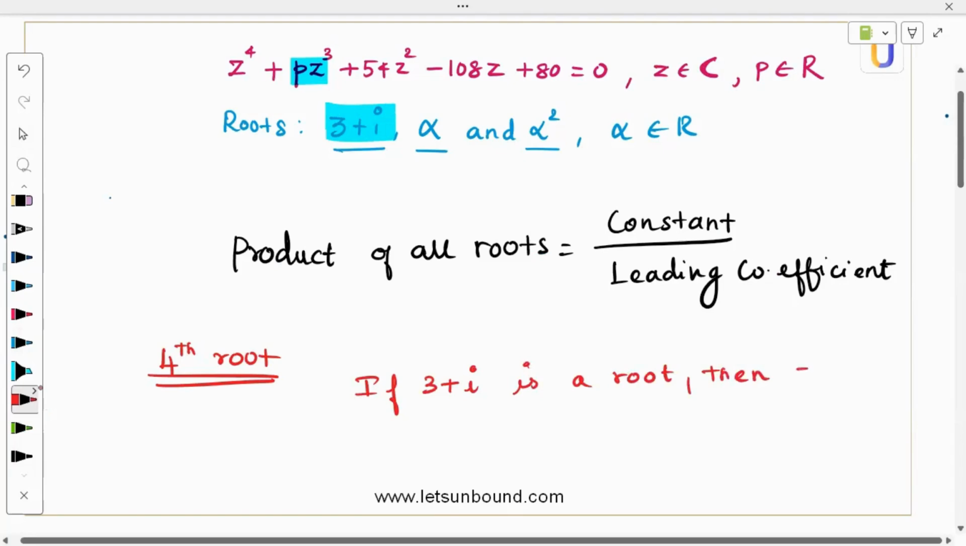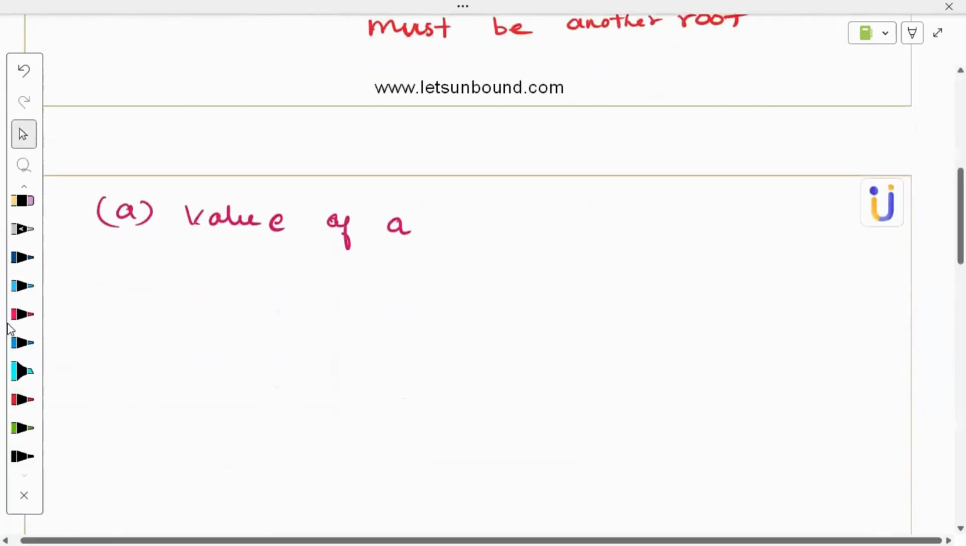How will you find conjugate? Just reverse the sign of the imaginary part. 3 minus i must be the root of the equation. They will always occur in pairs. So in that case, I got all 4 roots. Let's get into the product.